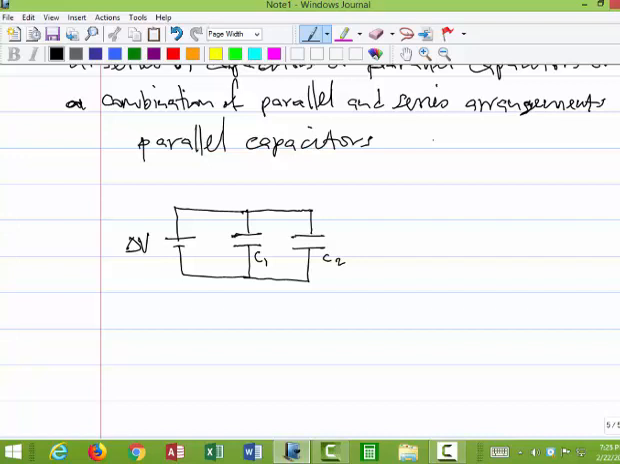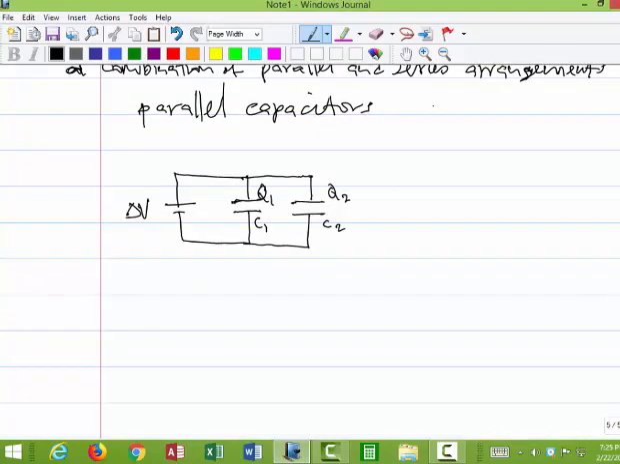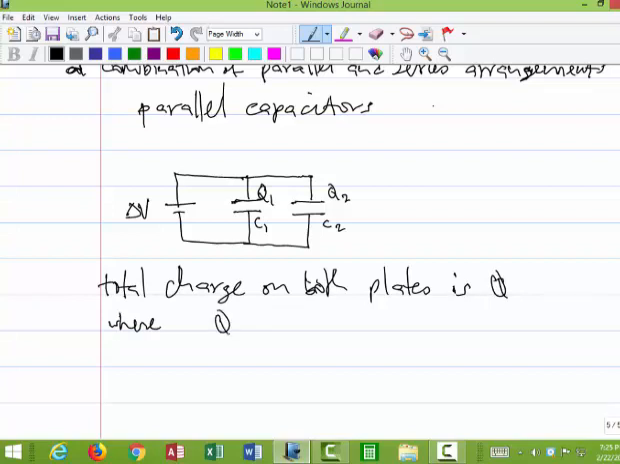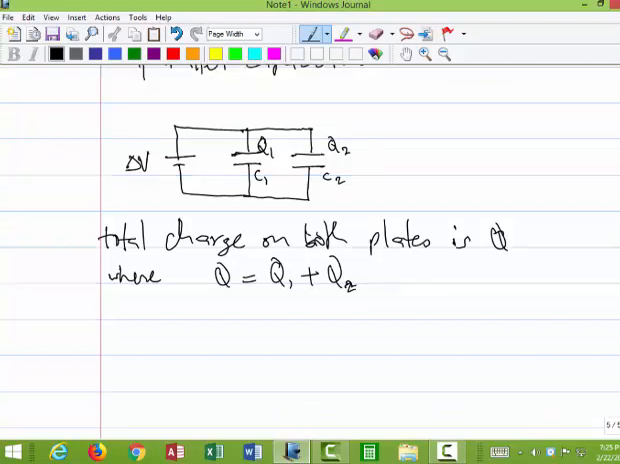Each of them will have their own total charge. Let's call these Q1 and Q2. So the total charge on the capacitor plates is Q, where we shall say Q is equal to Q1 plus Q2. The total charge is just the sum of the charge on each plate. So we can say that Q1 is equal to C1 delta V, and Q2 is equal to C2 delta V.